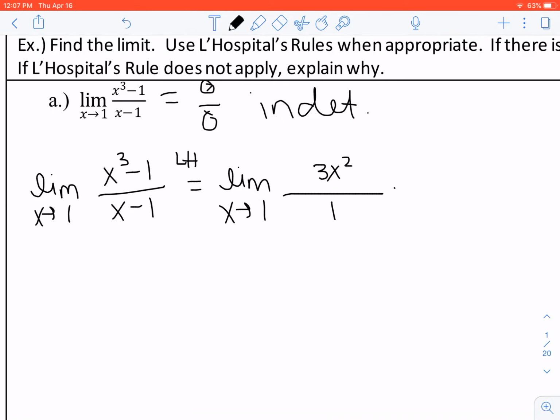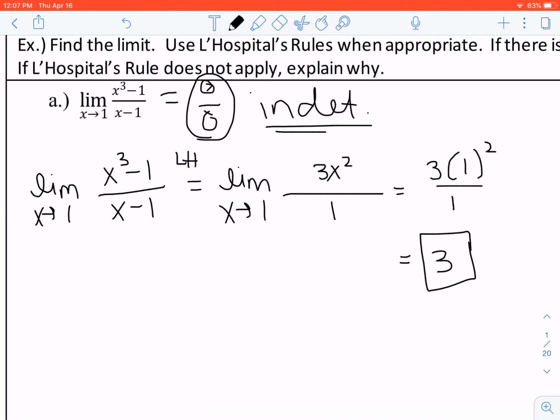So we're going to try direct sub again. And if we do direct sub, we're going to have 3 times 1 squared divided by 1. And this is just going to work out to being 3. So again, L'Hopital's worked because we had 0 over 0, which was of the indeterminate form that it needs to be in order to use L'Hopital's.